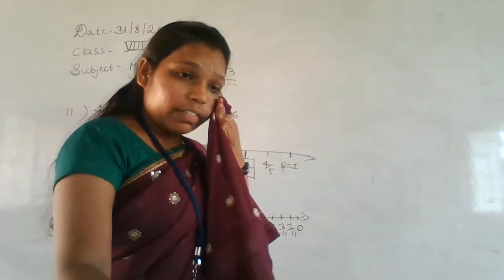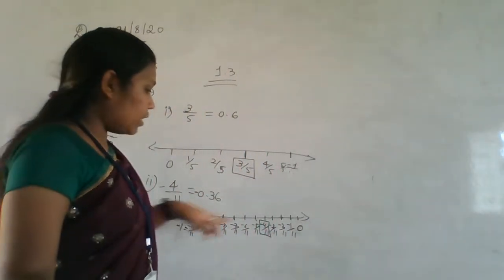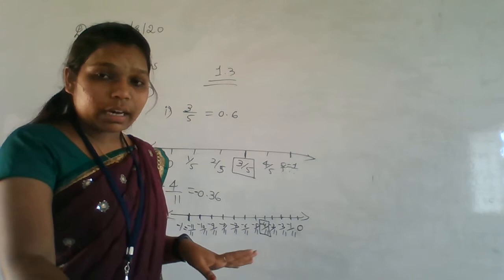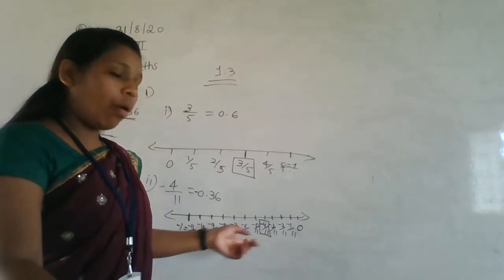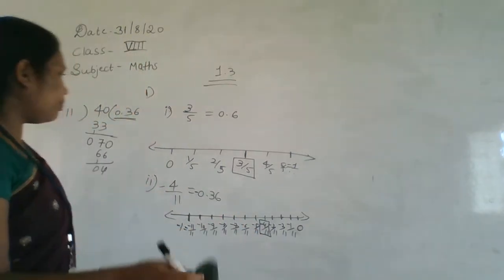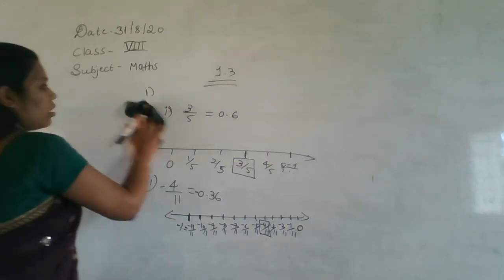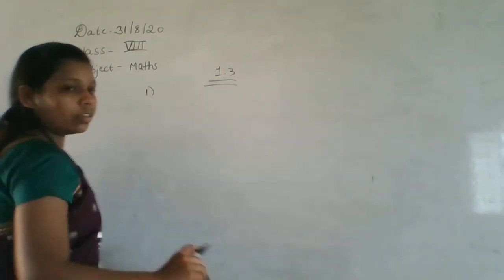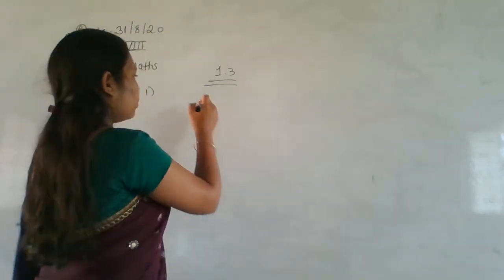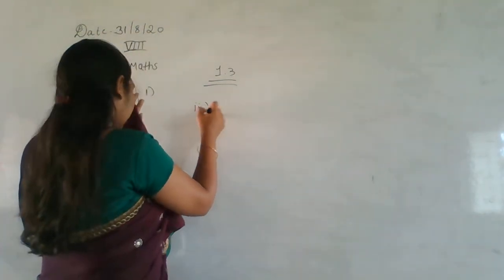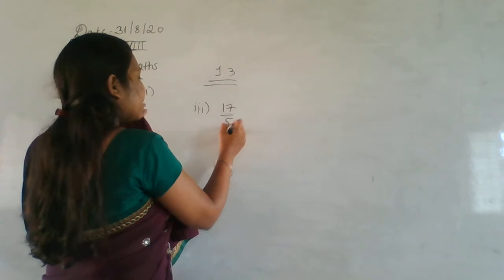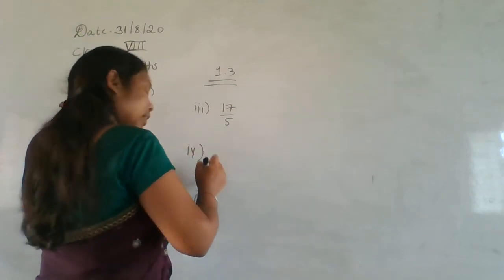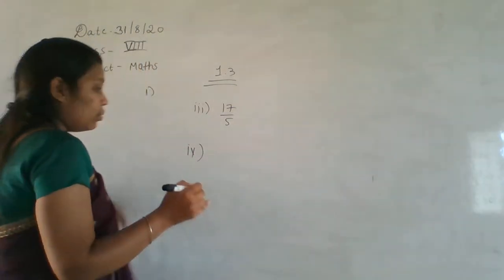I just told you about the third one and the fourth one, in which two numbers they are having. Okay. And after that you have to do all these things. That is the third one. Third one and fourth one.